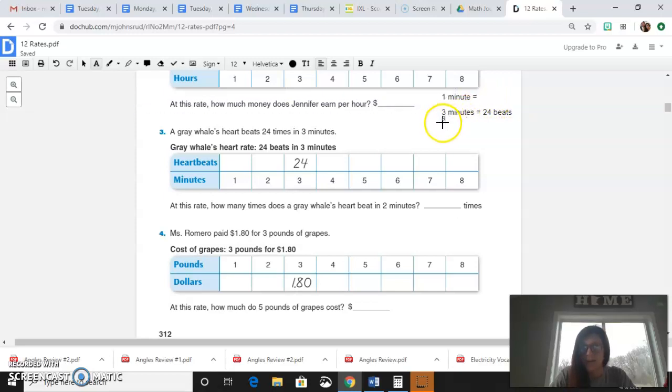So what you should have got is 3 divided by 3 is 1. So 24 divided by 3 is going to give you 8 beats. So every minute, a whale's heart beats 8 times. That's not very many. If you think about our heartbeat, it beats about 70 or 80 times a minute. So think about that. They have really slow heartbeats.